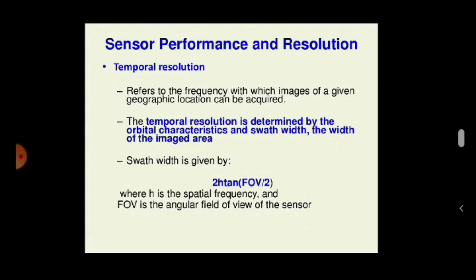So that's it about resolution of a remote sensing image. There are 4 types of resolution being discussed here: spectral, spatial, temporal and radiometric, and there are many additional things included in the slides I used here. So I hope we focus only on the theory part, not the calculations.